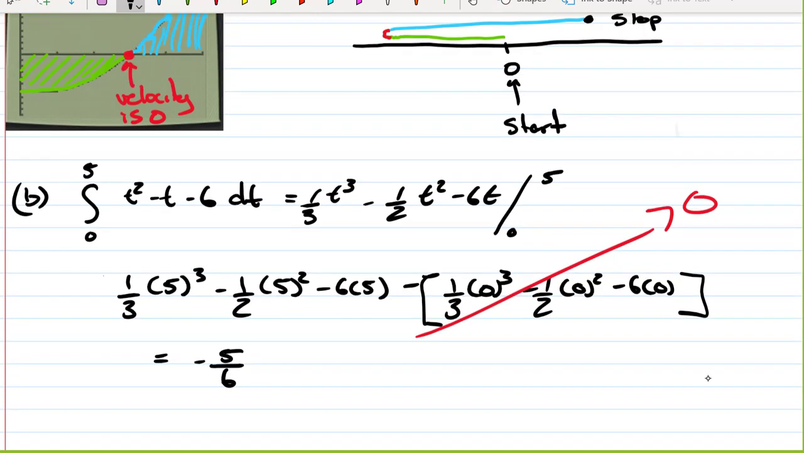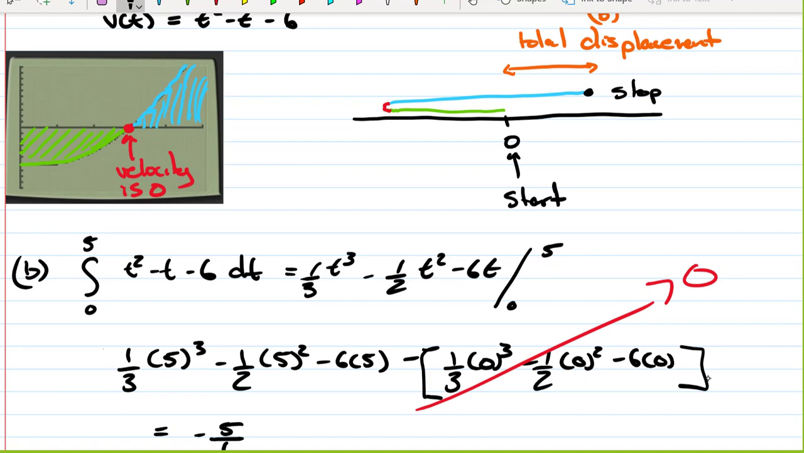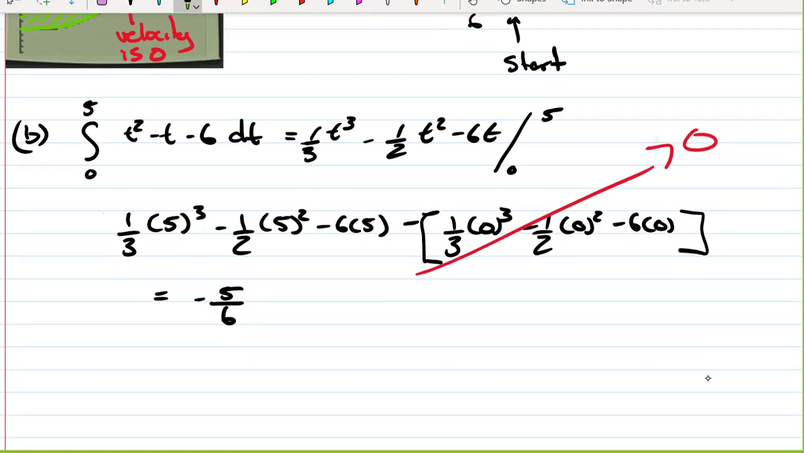So that means my picture here is kind of a lie. We went backwards some distance, and then we stopped, and then we turned around and came back, and we stopped at negative 5/6. So we didn't quite make it back to where we started. So the total displacement from where we started was negative 5/6 of a meter. But now we want the total distance. Well, to get the total distance, we don't want this to be negative, we want it to be positive.